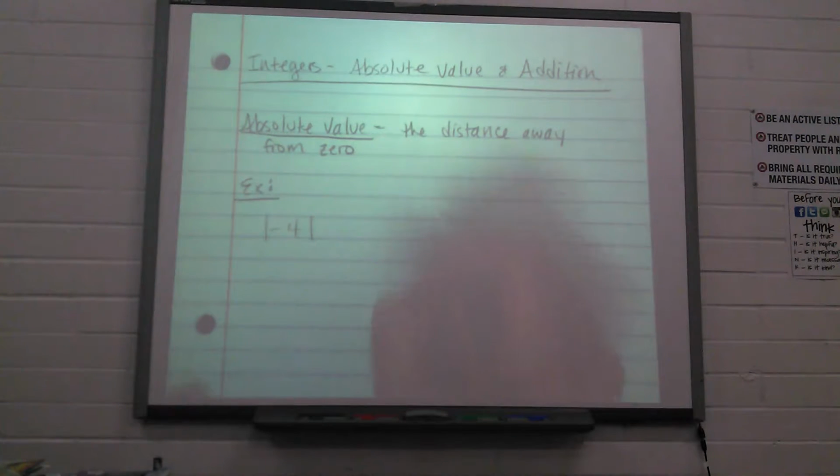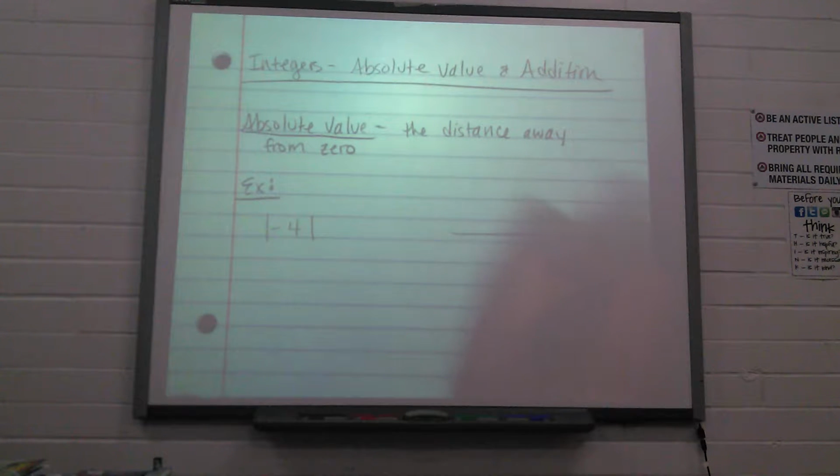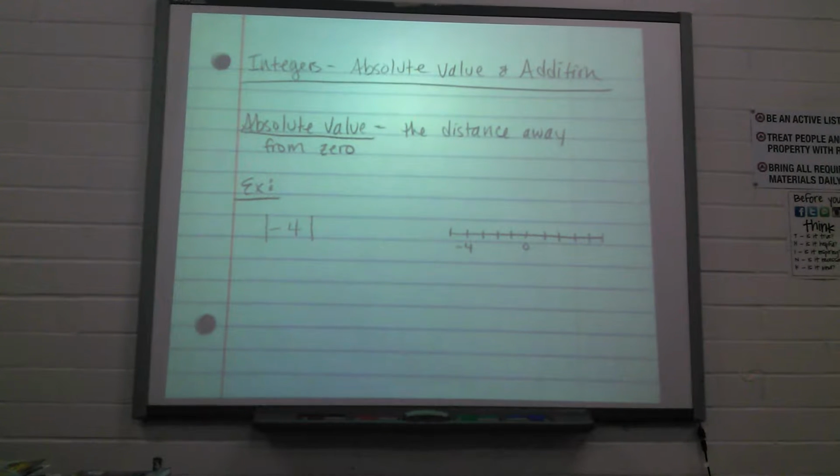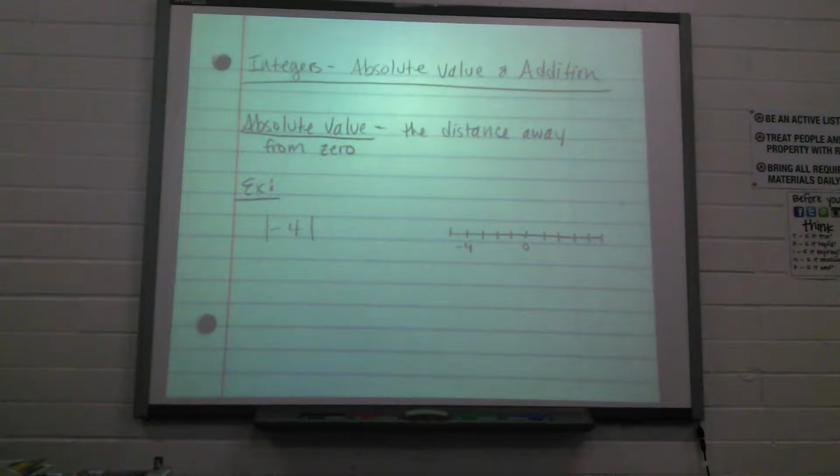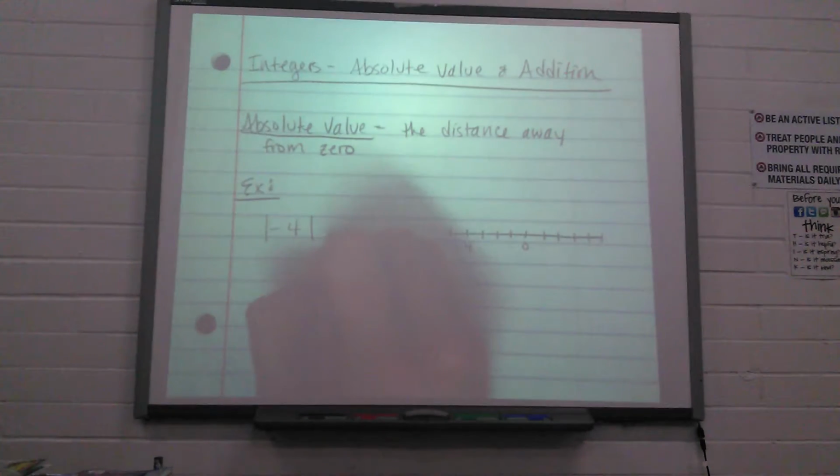And if I were to put this on a number line, here's 0, 1, 2, 3, 4. That would be -4. The absolute value asks you how far away from 0 is this integer. So we just count. 1, 2, 3. It's 4 places from 0. So the absolute value would be 4.